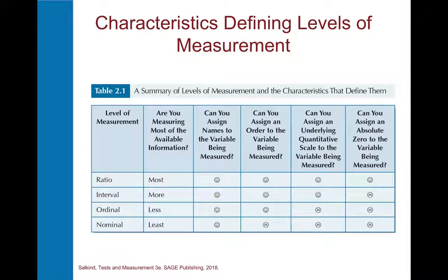And here's a quick table that summarizes those questions in a table format and what you would expect for the answers for each of those things. So for an ordinal variable, for example, can you assign names to the variable being measured? Yes, so you get a smiley face. Can you assign an order to the variable being measured? Yes. Can you assign an underlying quantitative scale to the variable being measured? No, not really. And if this is a not really, then this is a not really as well.